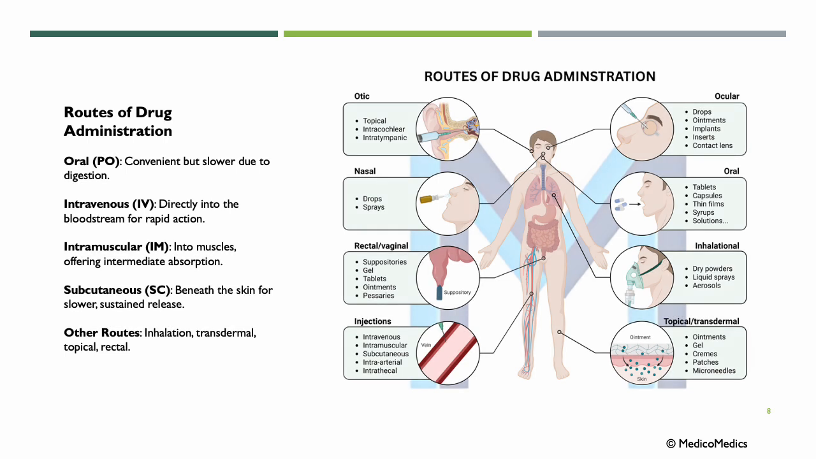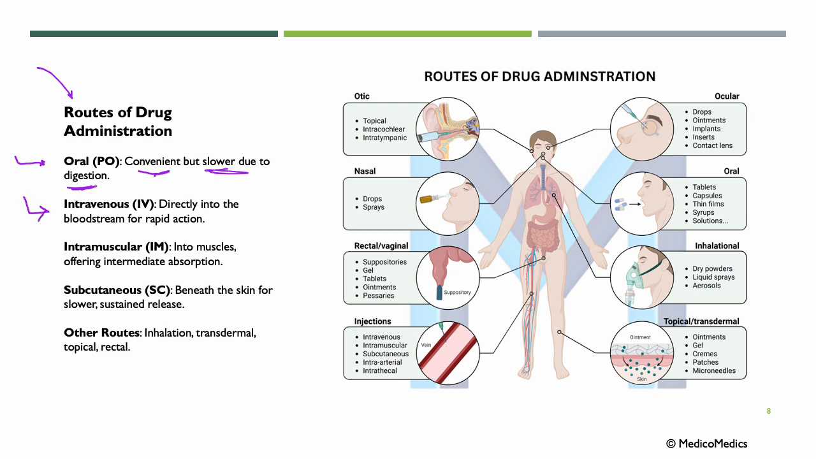Now, we can't talk about drug administration without discussing its different routes. So how do we actually get it into our body? Well, there are several ways, all having different mechanisms as well. So it could be oral. Now, this is very convenient and easy. You just swallow a pill. But it's slower due to digestion.